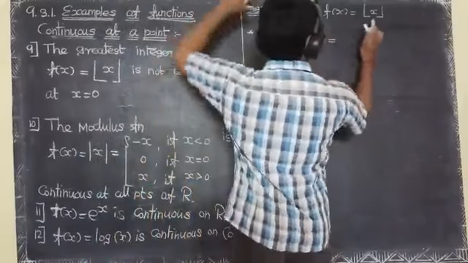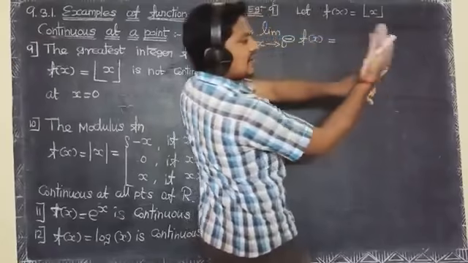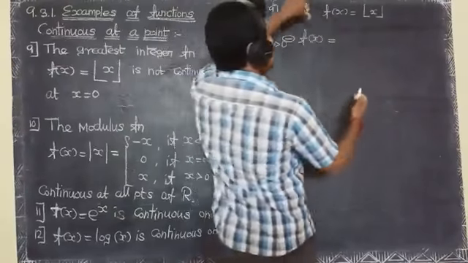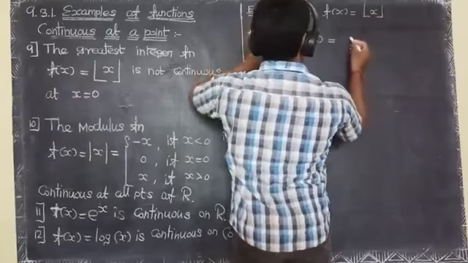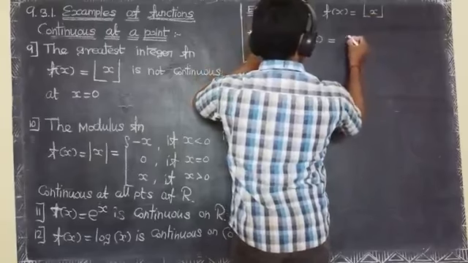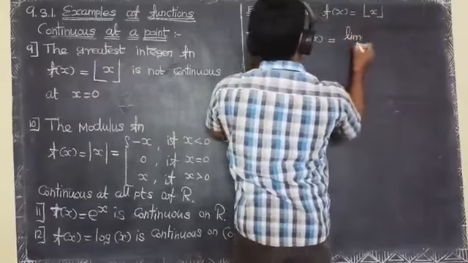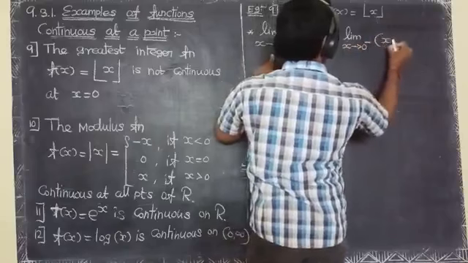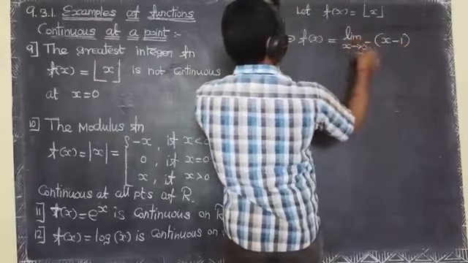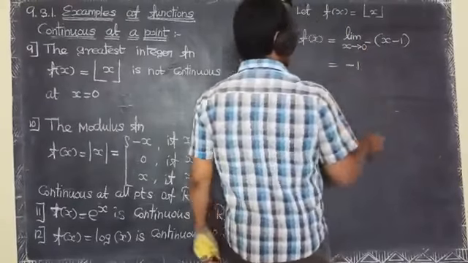For the greatest integer function, minus means we take the previous value, that is the function is x minus 1. So limit x approaches 0 minus, the function is x minus 1. Left limit means previous value, replace x equal to 0. Finally we get minus 1.